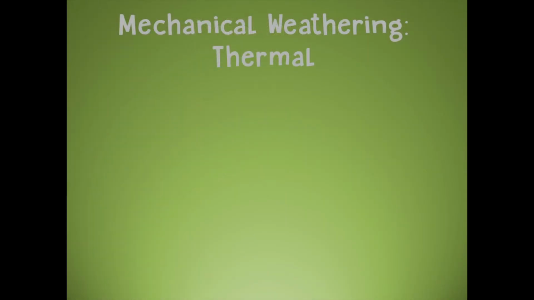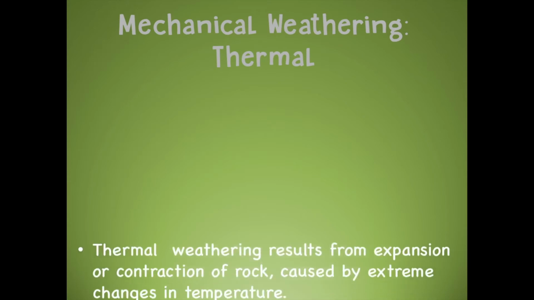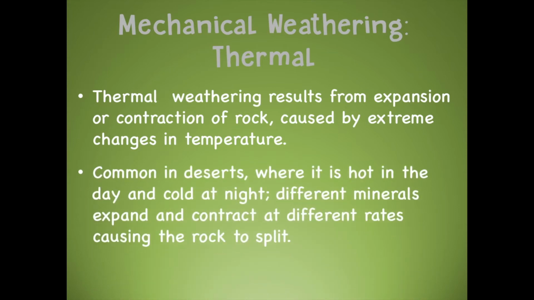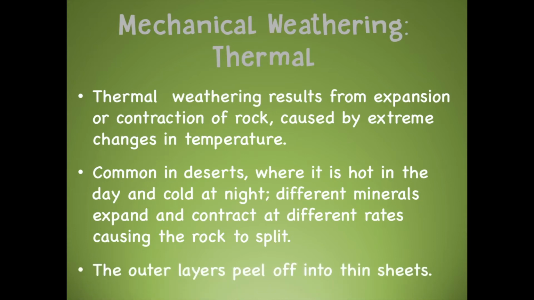Another type of mechanical weathering, our first type of weathering, is thermal. Thermal weathering results from expansion or contraction of rock caused by extreme changes in temperature. We see this in deserts a lot because it's very, very hot during the day and then it cools off at night. Different minerals expand and contract at different rates, causing the rocks to split. The outer layers peel off into thin sheets.